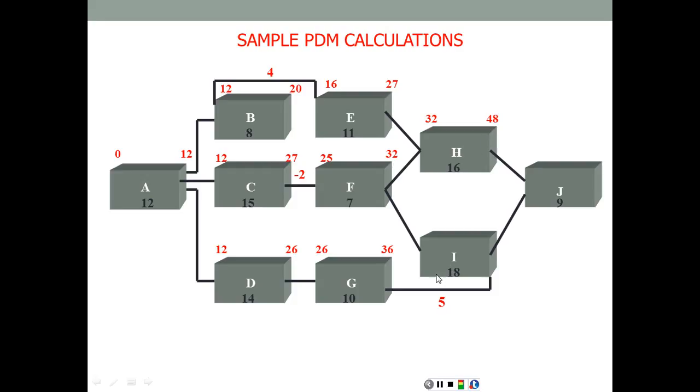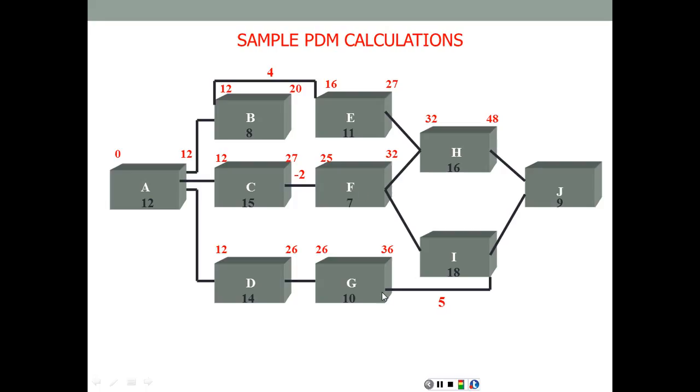Activity I also has two immediate predecessors. But it's quite interesting here because the immediate predecessors link at two different locations. So let's look at the dates coming to the start of I from these two respective activities. From F, we have 32, no lag, no overlap. So if it had only F as a predecessor, it should start on day 32.